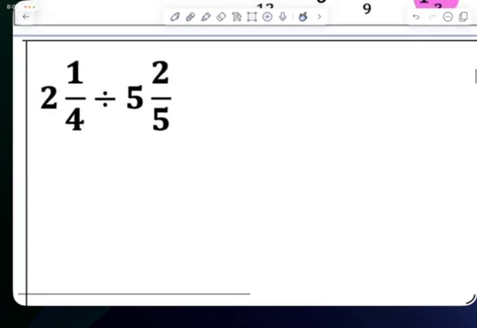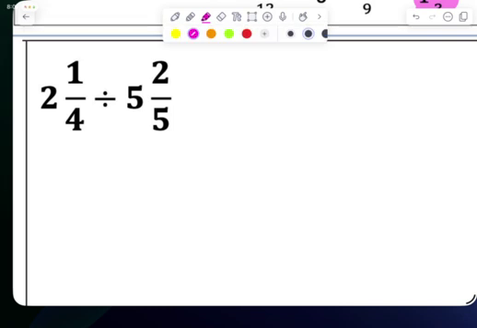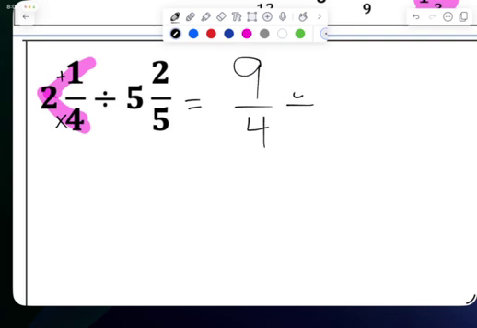Job number 1, we have to make them be fractions. So that's 4 times 2, add 1. Again, 4 times 2 plus 1. That gets us to 9 over 4. Keep the divide by. Then the second mixed number, 5 times 5, add 2. One more time, 5 times 5 is 25, plus 2 is 27. 27 over 5.